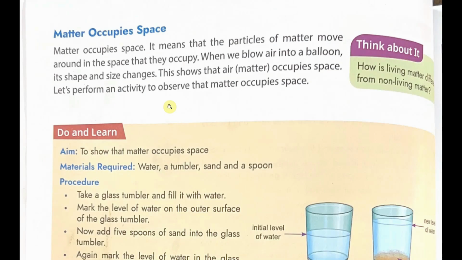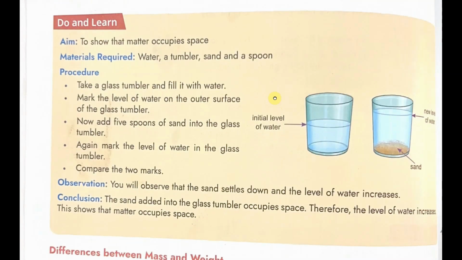Matter occupies space. It means that the particles of matter move around in the space that they occupy. When we blow air into a balloon, its shape and size change. This shows that air, matter, occupies space. Now let's perform an activity to observe that matter occupies space.